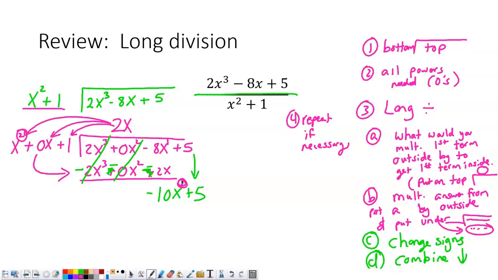Okay? So step 5, we need to write our answer, and here's how you do it. You have your divisor, which I'll represent with the letter V. You have your dividend, which I'll represent with the letter D. You have your answer, which is the quotient, and then you have your remainder at the bottom. The way that you write your answer is like this: quotient plus remainder over divisor.